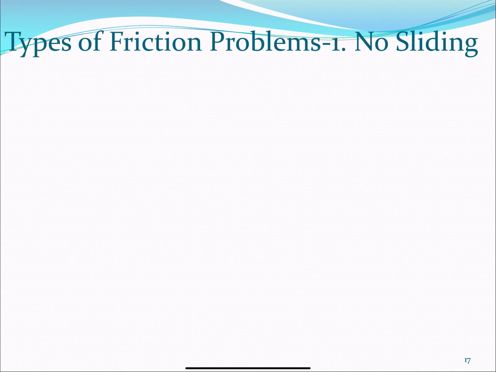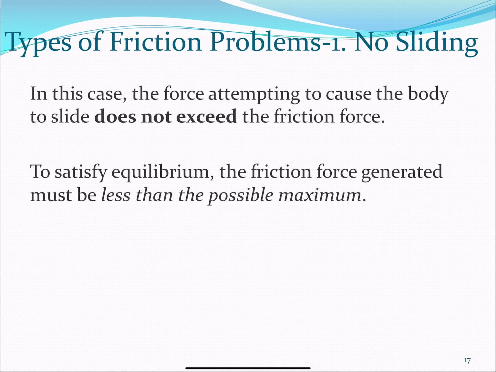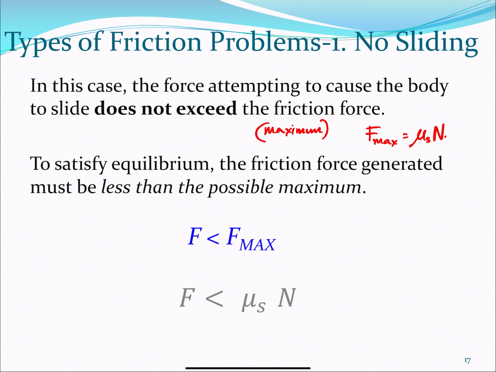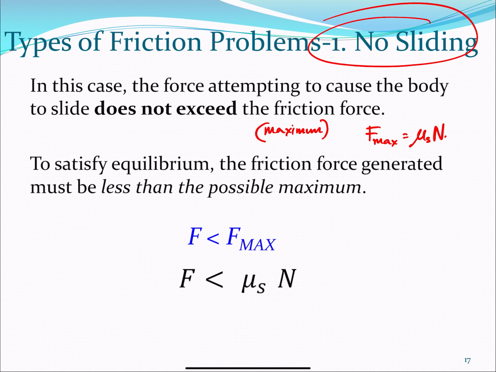Well, three basic problems. First one, no sliding. So the friction force hasn't reached the maximum value, right? The force attempting to cause the body to slide does not exceed the maximum friction force given by F max equal to mu s times the normal force. To satisfy equilibrium, the friction force generated must be less than the possible maximum. So mathematically, it's expressed like this. This is the first case that we will investigate. So quite a number of these cases, right?